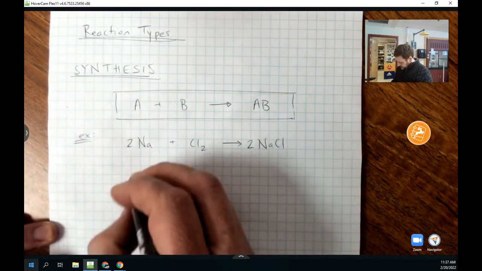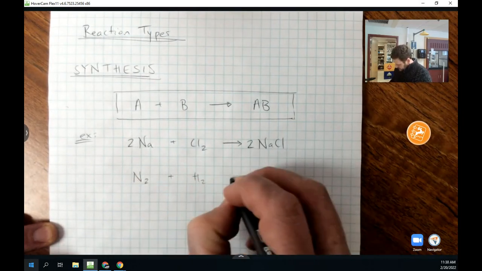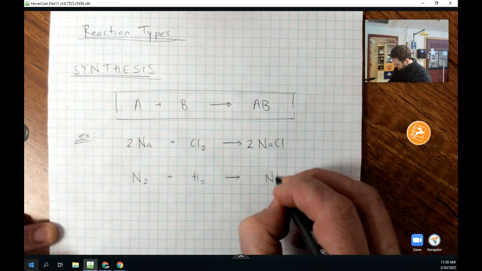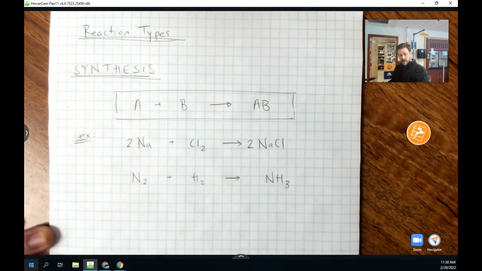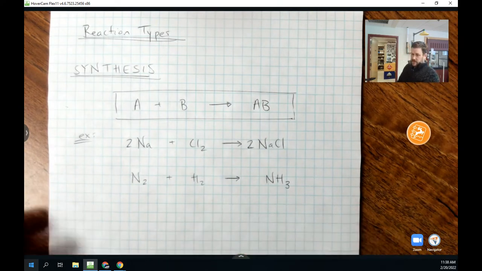Here's another example of a synthesis reaction. First, I'm writing it unbalanced. Remember, an unbalanced equation is not wrong. It's just not balanced. Now, I've left some space for some coefficients. Can you figure out what the coefficients would need to be here to balance this equation?